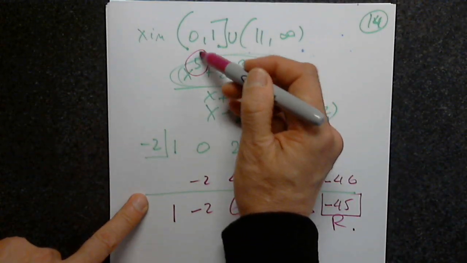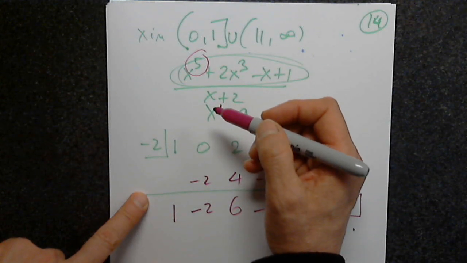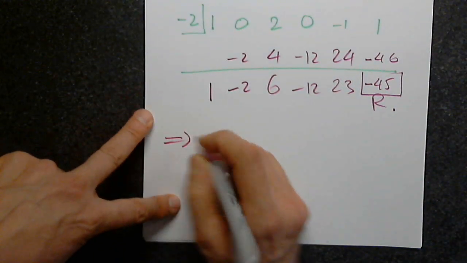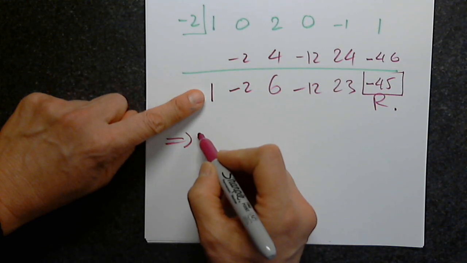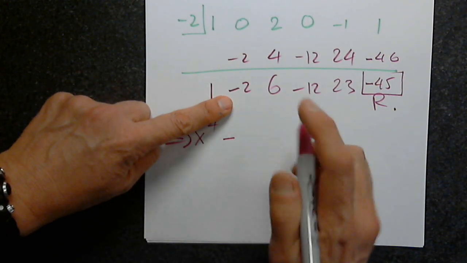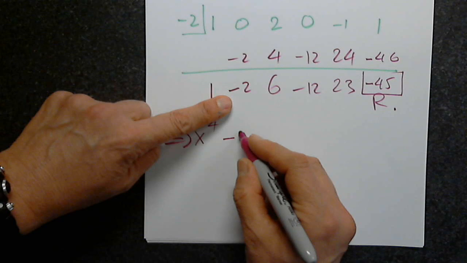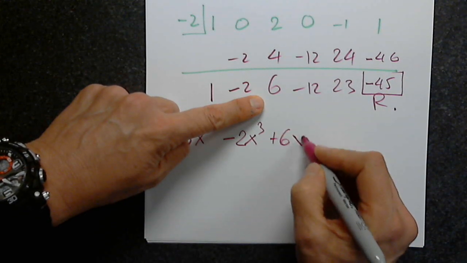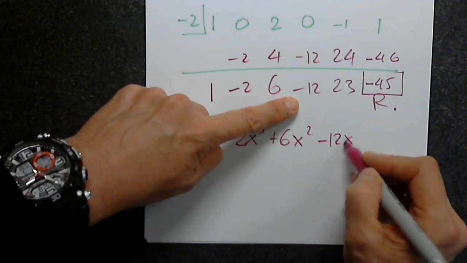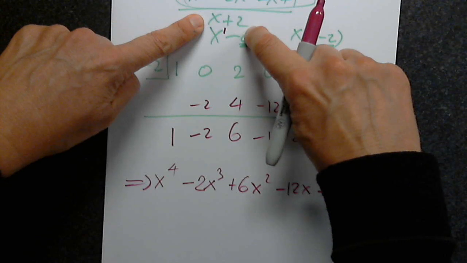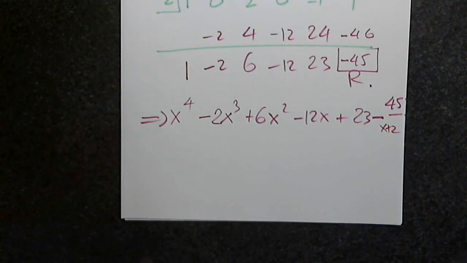So when we divide degree 5 by degree 1, which degree do we get? 4. Very good. So the answer would be x to the 4th minus 2x to the 3rd plus 6x squared minus 12x plus 23, minus 45 over x plus 2. Very good. That is the synthetic division.